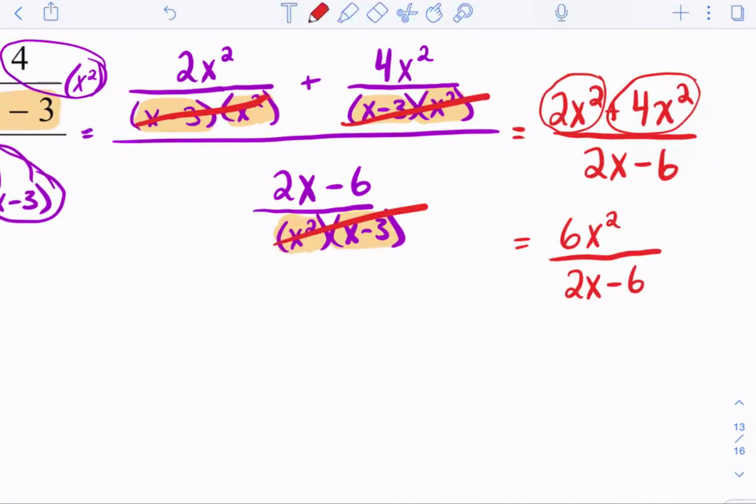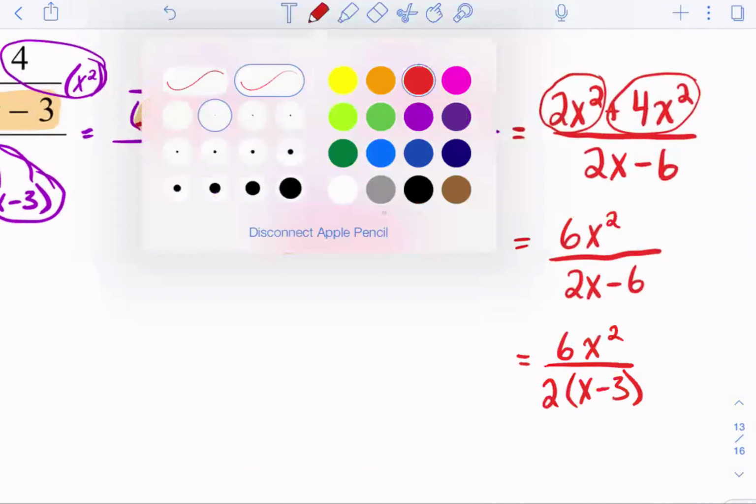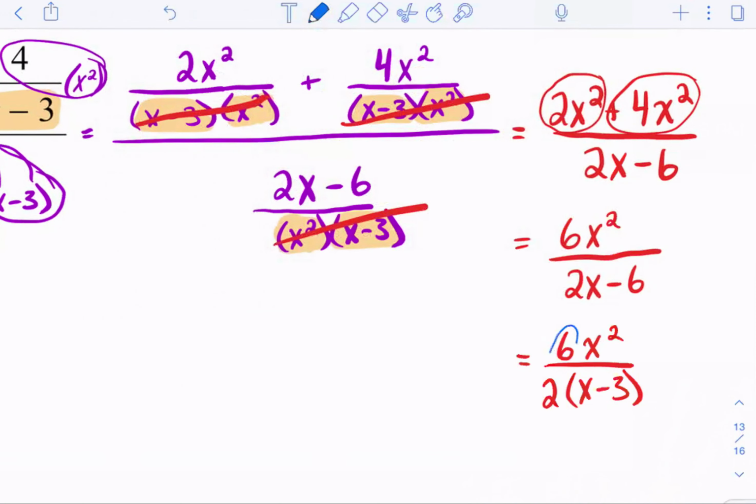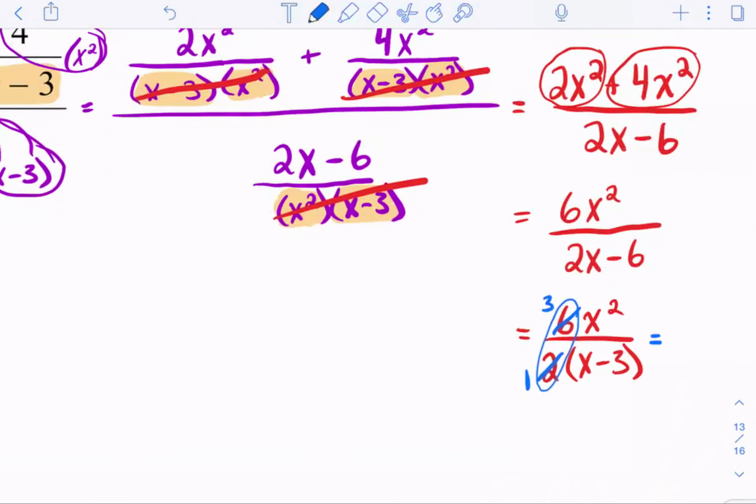And see if we can factor. Now we could factor the denominator here. I'm going to take out a GCF, which is 2, and I'm left with x minus 3. Now here, we can reduce. A 6 and a 2 reduce to a 3 over 1. So now my final answer is 3x squared over, now I don't have to write the 1, the x minus 3. And this is your final answer.